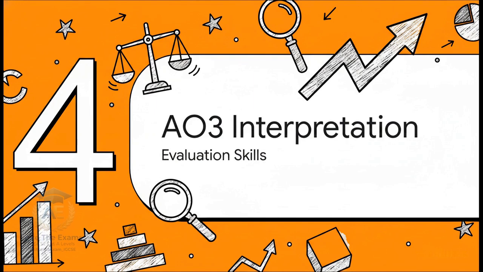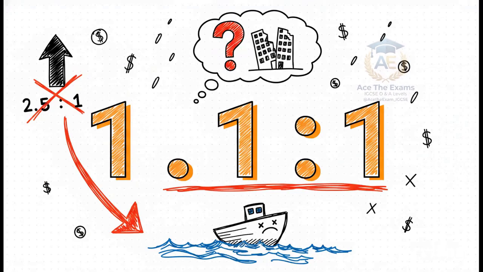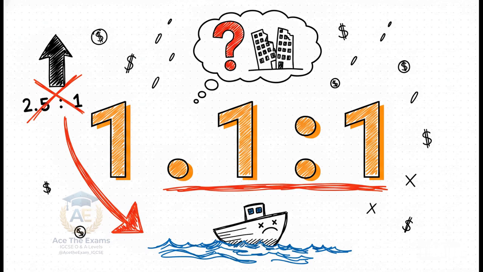That takes us perfectly into Section 4, AO3, Interpretation and Evaluation. We are now moving up Bloom's taxonomy to tackle the hardest analytical, practical, and investigative skills required in the course. Subject Specialist, Assessment Objective 3 is all about evaluation. Imagine calculating a current ratio that drops drastically from 2.5 to 1 all the way down to 1.1 to 1.